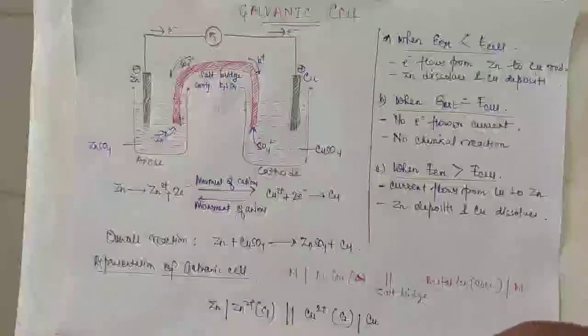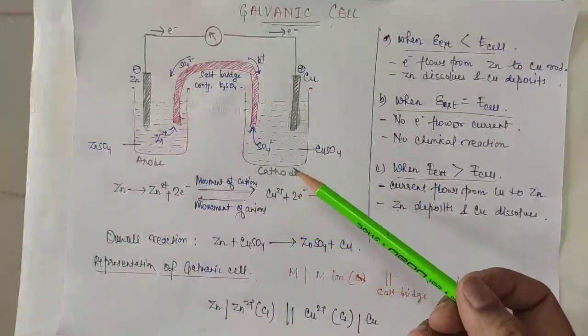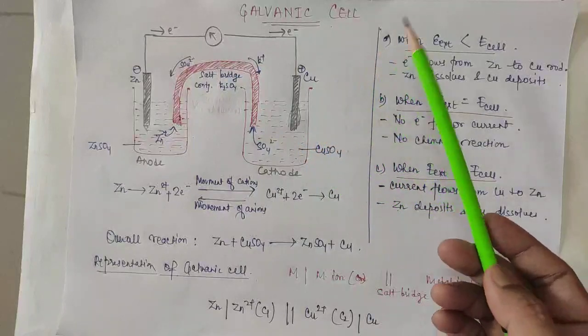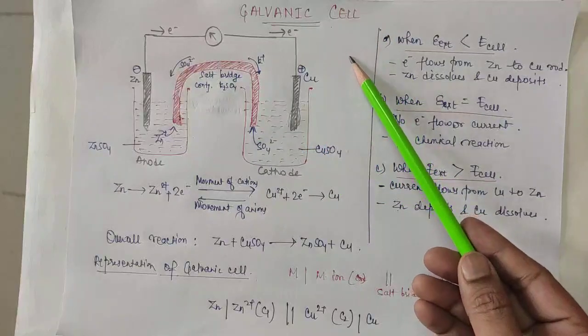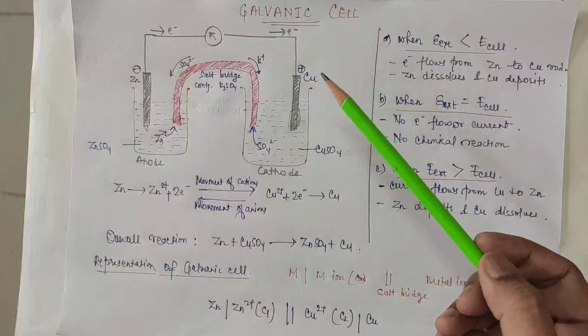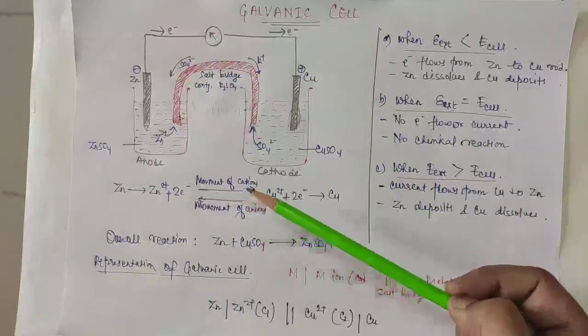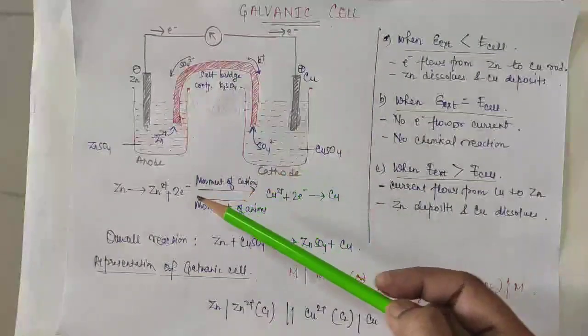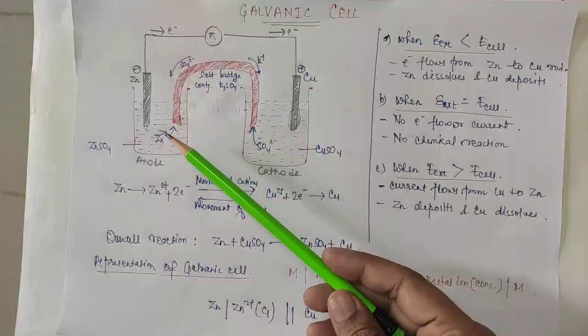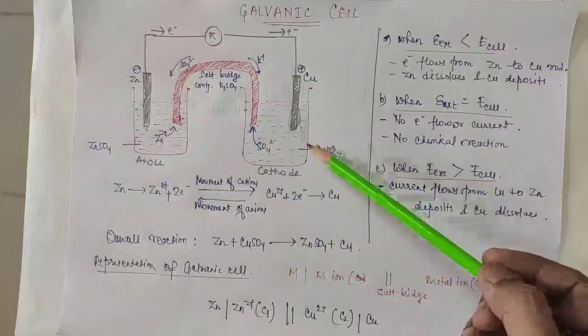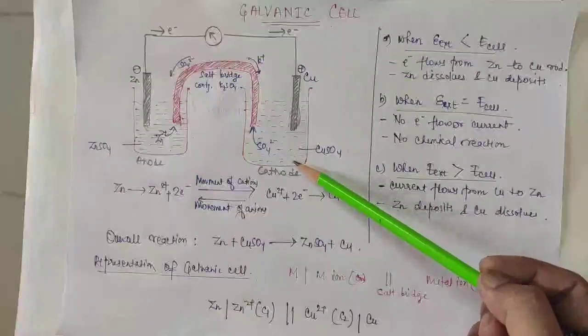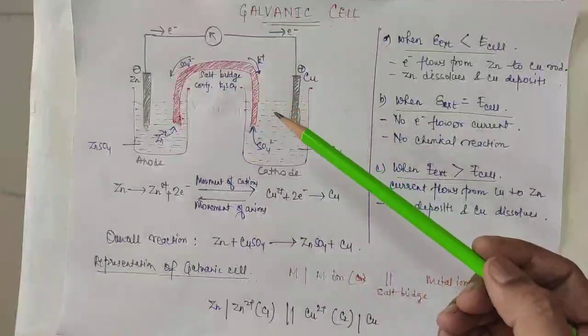Hello students, in this video I will explain galvanic cell. Galvanic cell is a type of electrochemical cell in which the spontaneous reactions take place. Now, when we are using zinc anode and copper cathode, it is a type of Daniell cell. Daniell cell is a type of galvanic cell.